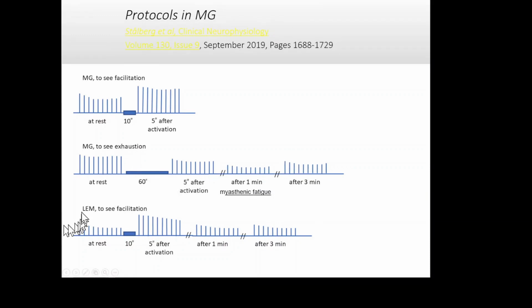In the Lambert Eaton myasthenia, we have very low initial amplitude, a short period of activation, and then a pronounced facilitation. We see the decrement also here.